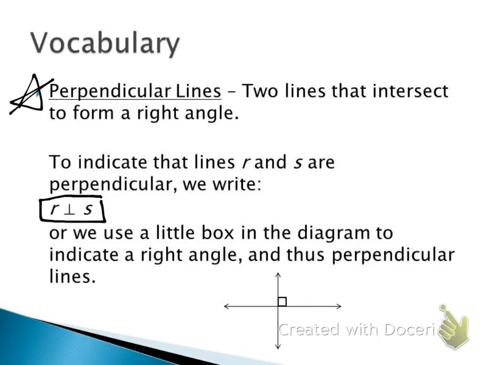So the way you can show that two lines are perpendicular, it's like an upside down capital T, basically two little perpendicular lines. So definitely get that symbol down next to the definition. And then the way you show this in a diagram, you're very familiar with this, the little box. So if you see the little box, that is telling you that that's a 90-degree angle, it's a right angle, and that those two lines are perpendicular.